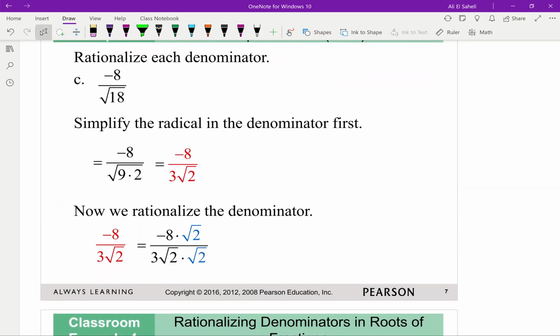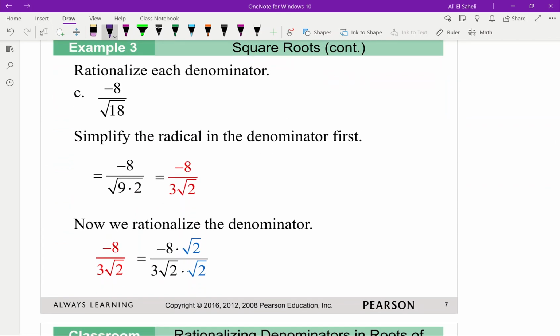Rationalize. Again, before you start multiplying by radical 18, you try to see if you can multiply by a simpler number. Okay, so what we do, we simplify this first.